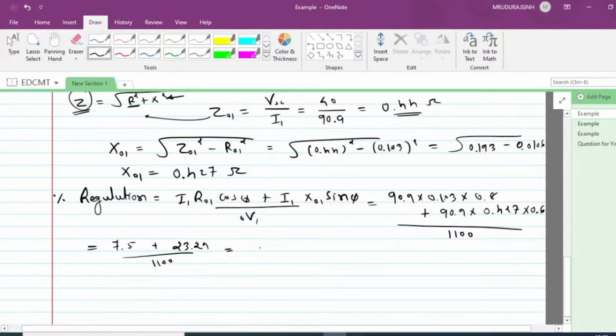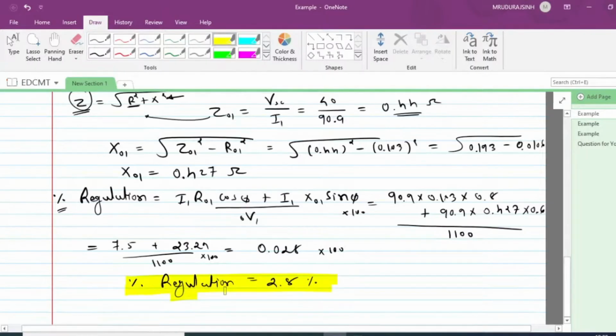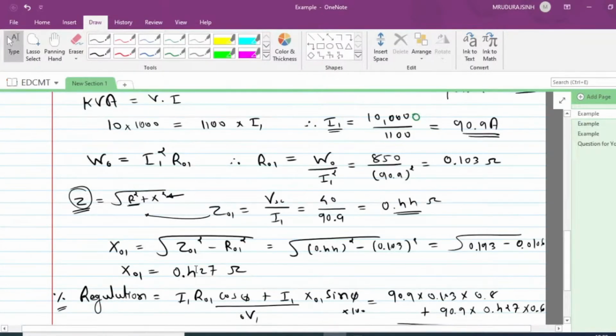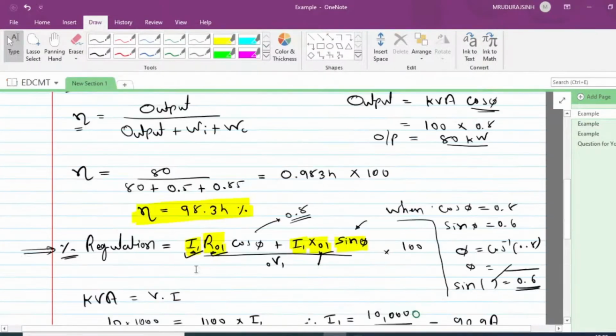So it's 0.028. It is percentage regulation, so over here we need to multiply by 100. So finally we get the percentage regulation equal to 2.8%. So this is our another finding. So this is how you can calculate the percentage regulation and the efficiency of the example.